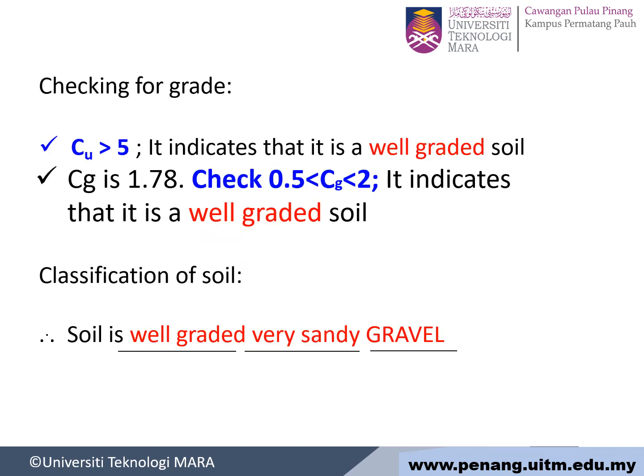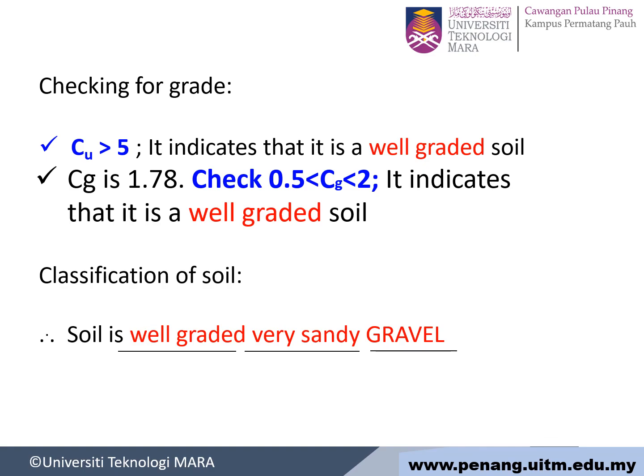Now we are checking the grade. CU is more than 5, so it indicates well graded soil. CG is 1.78, between 0.5 and 2, so it indicates well graded soil as well. So the soil is classified as well graded sandy gravel. Whether it is slightly sandy or very sandy, you have to refer to the table. Since sand is more than 20%, it is classified as very sandy.